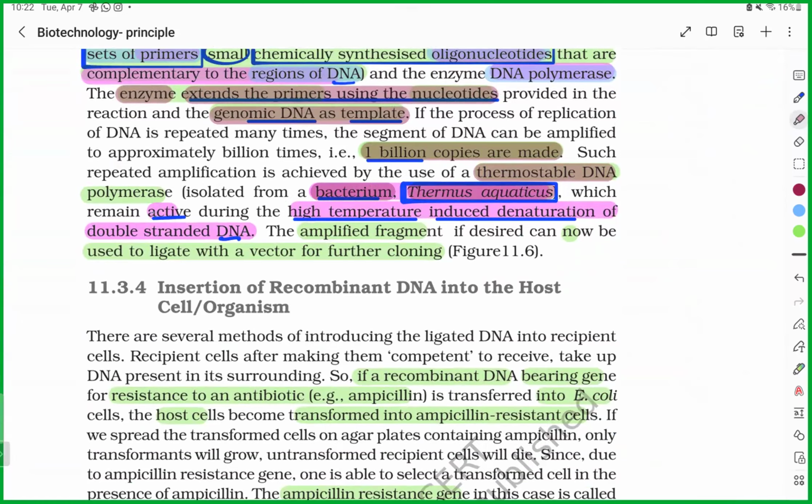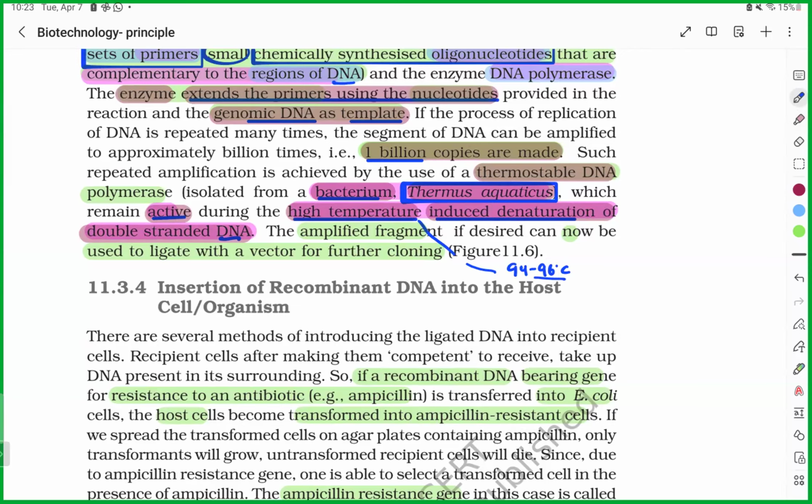Such amplification is achieved by thermostable DNA polymerase enzyme obtained from bacteria, Thermus aquaticus bacteria. This bacteria can remain active during very high temperature, and this high temperature will induce denaturation of the DNA. How high? Very high temperature, like 94 to 96 degrees Celsius. This enzyme is active at very high temperature. What is the benefit of high temperature? High temperature will break the double stranded DNA, correct?